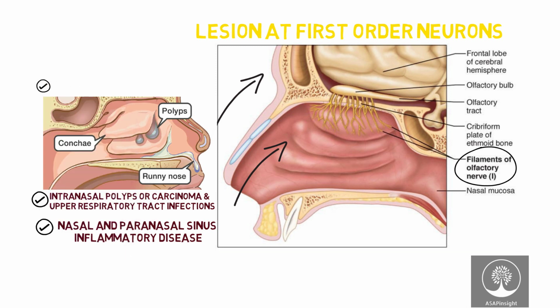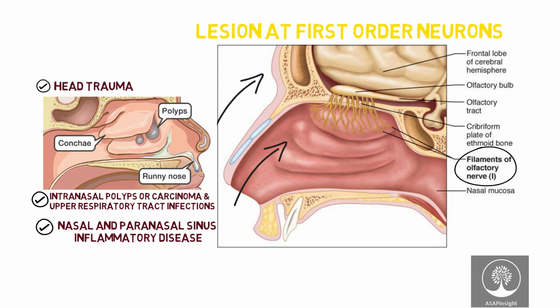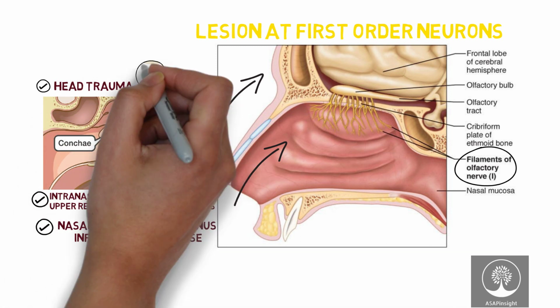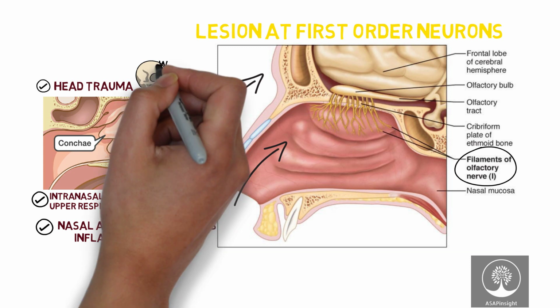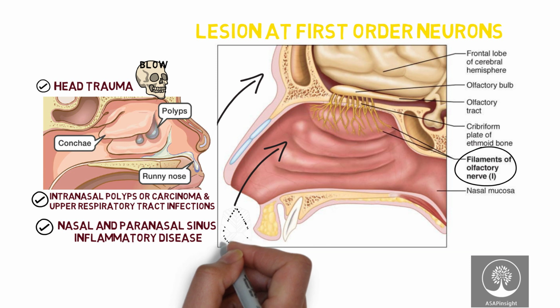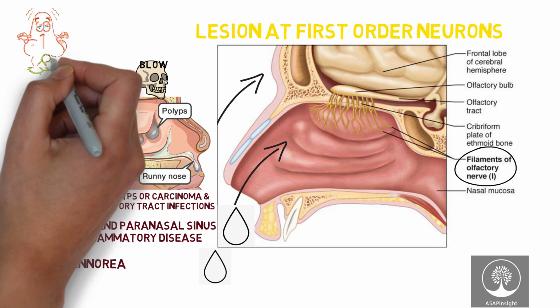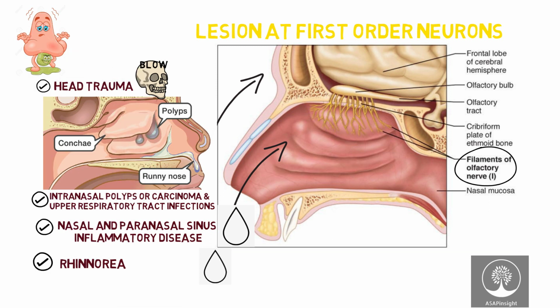Another cause for impairment in smell at first order neuron is head trauma. Fracture of cribriform plate of ethmoid bone will tear the olfactory epithelium, hence altering the sense of smell. Another important condition is the leakage of CSF fluid from the nose. This could also occur due to trauma or surgery of head, nose, or ear. This is called rhinorrhea. This accounts for 80% of causes. Allergic inflammations in the nasal cavity and sinuses also cause rhinitis.